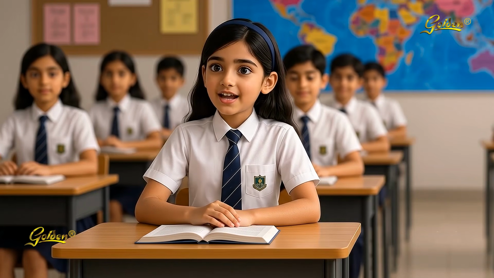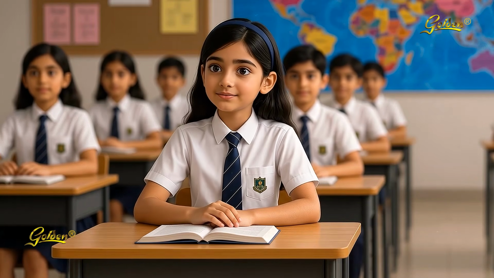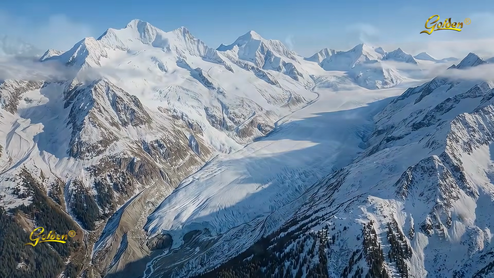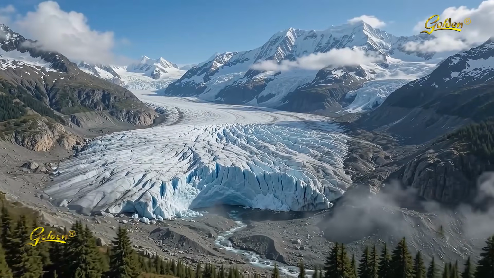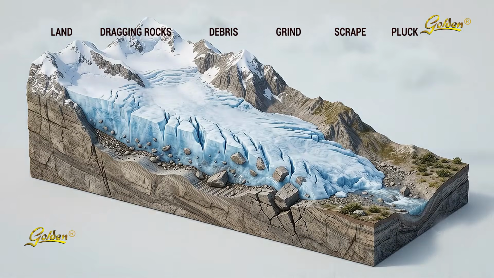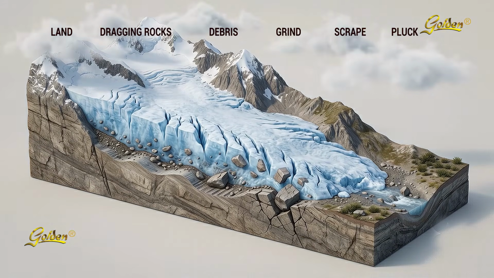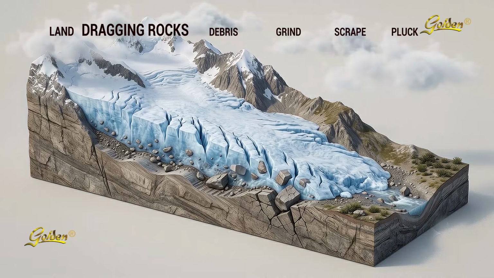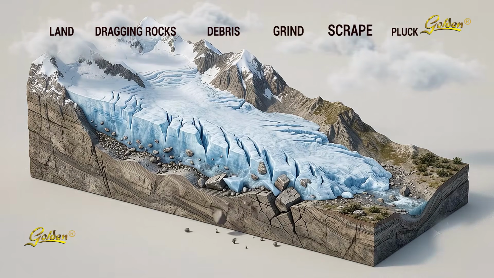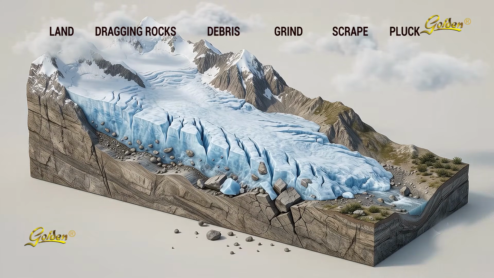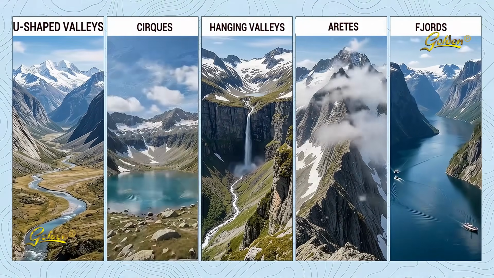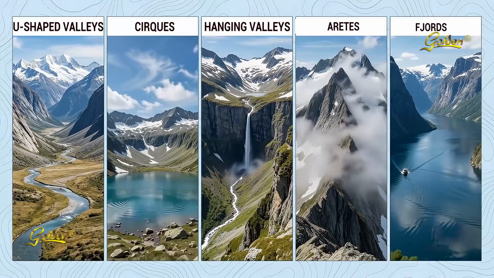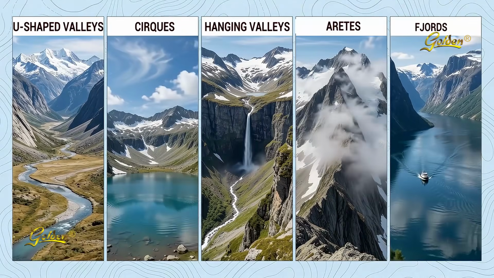Very good, Ananya. Ma'am, what are glaciers and how does the glacial erosion occur? Glaciers are massive ice bodies that form on land from the accumulation of snow over centuries. The glacial erosion occurs when glaciers move across the land, dragging rocks and debris that grind, scrape, and pluck material from the Earth's surface. Glacial landforms are U-shaped valleys, cirques, hanging valleys, arêtes, and fjords.